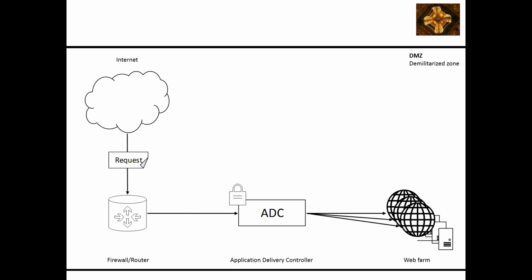So basically, from the internet or from another network, you send a request, which usually goes through the firewall or the internet router of the company, and then you have access to the web farm or an application within the web farm. And the ADC, the application delivery controller, is an appliance which is in between these two things and is doing certain stuff.